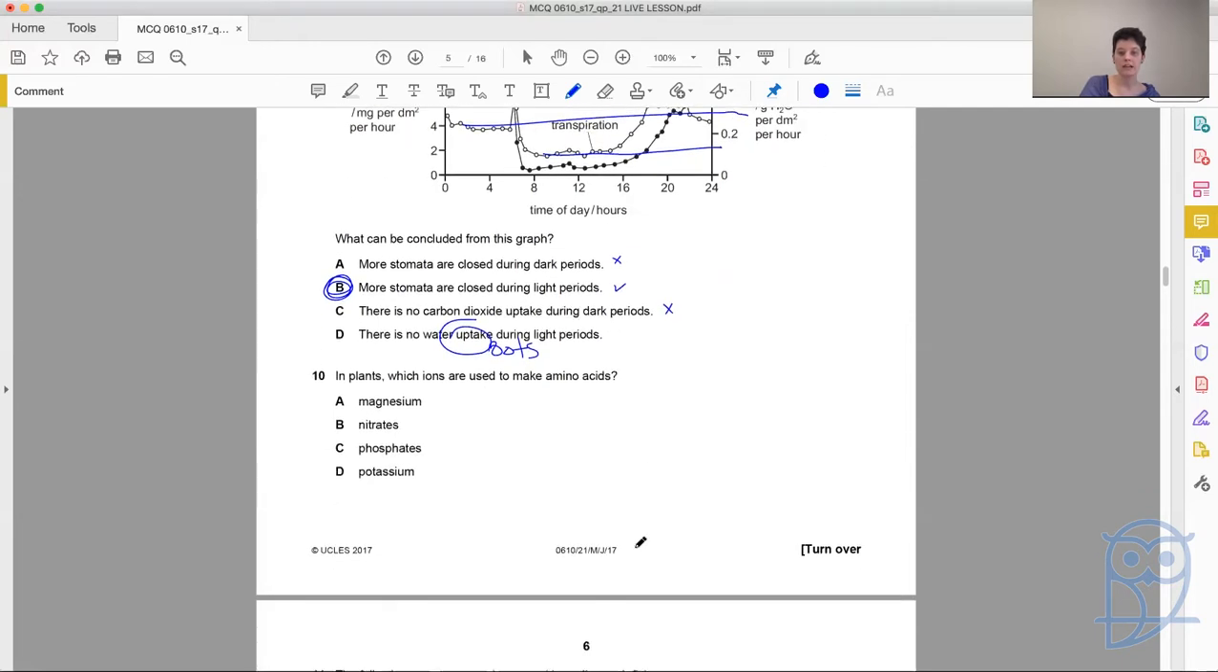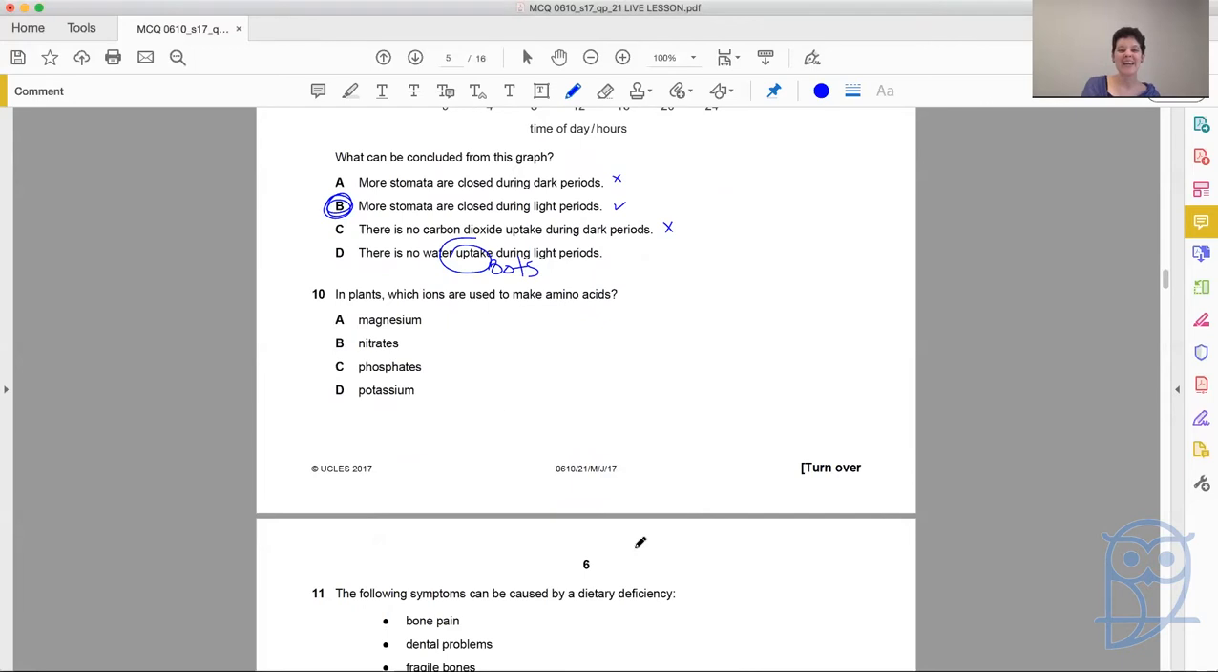So then, question 10, sticking with our plants. In plants, which ions are used to make amino acids? So remember, your amino acids build your proteins. And proteins are made from carbon, hydrogen, oxygen, and the special one, nitrogen. So, which of these ions is going to give this special nitrogen? The nitrate. So it's nitrates that the plant is going to use to build amino acids, to build proteins.